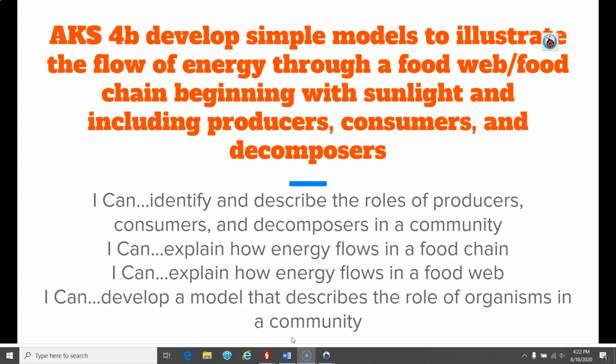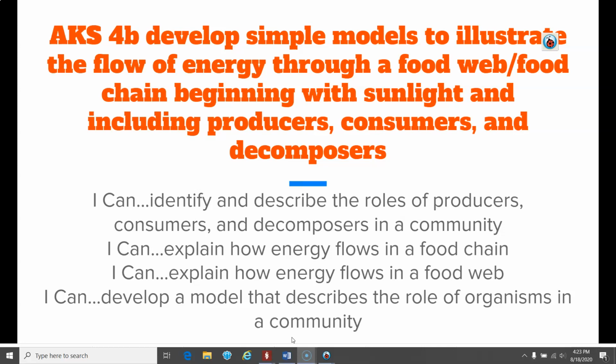So this week, we are going to be working on developing simple models to illustrate the flow of energy through a food web and a food chain, beginning with sunlight and including producers, consumers, and decomposers. That is a lot of words, friend. I'm going to read it again. Developing simple models to illustrate.